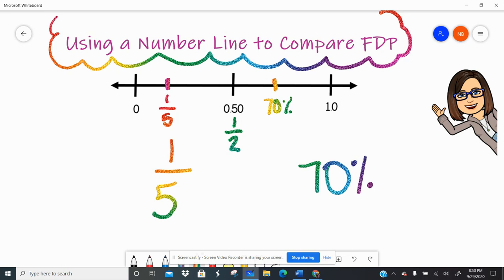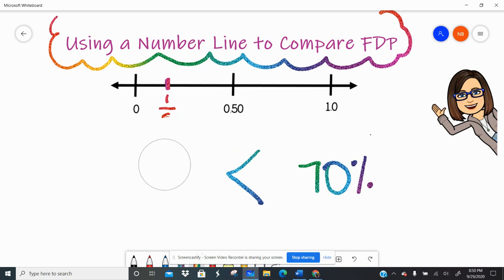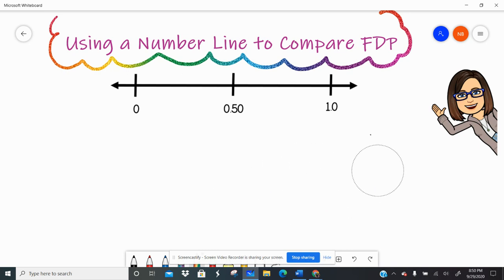So I know that 1/5 is less than 1/2, and I know that 70% is more than 1/2. So I could say that 1/5 is less than 70% without really even doing all of the conversions. So I can use that number line to help guide my thinking as I'm working through the process. All right, well, let's try something maybe a little harder.